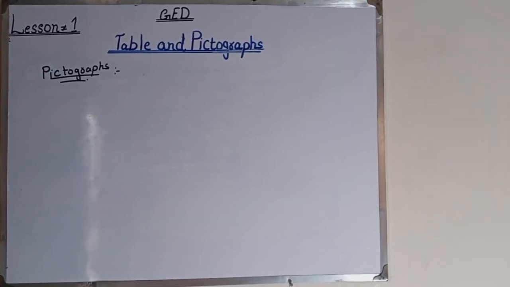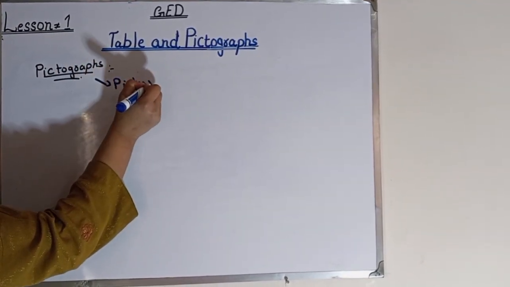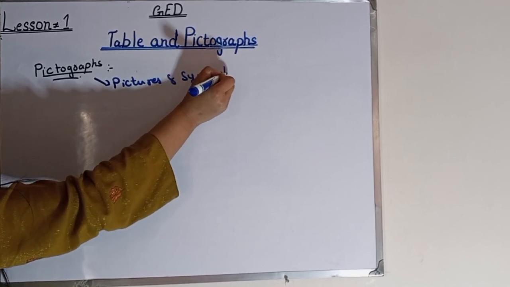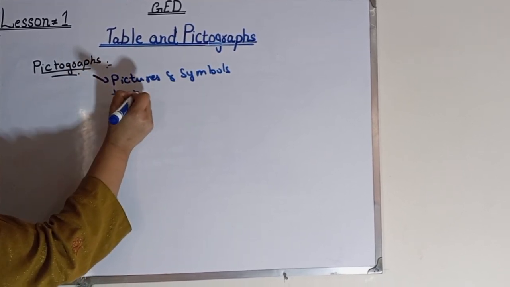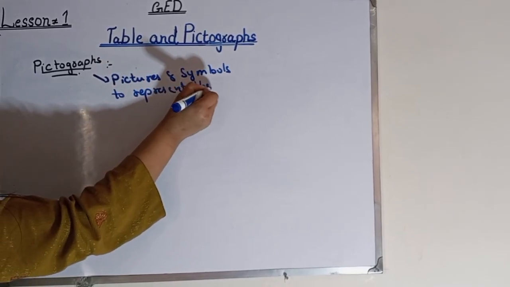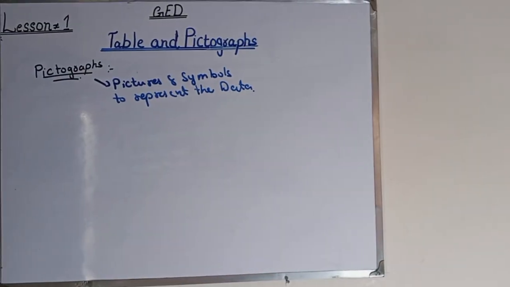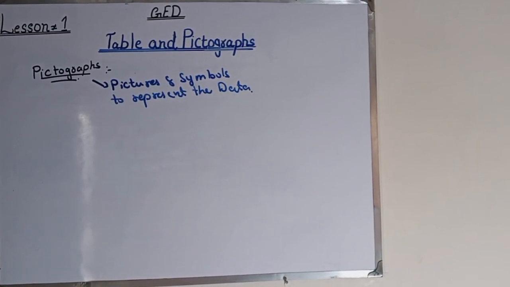Now, what is a pictograph? Now let's talk about the pictograph. A pictograph uses pictures or symbols to represent the data. So each picture stands for a certain number of items.